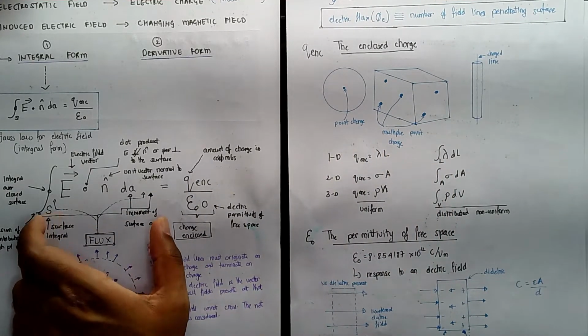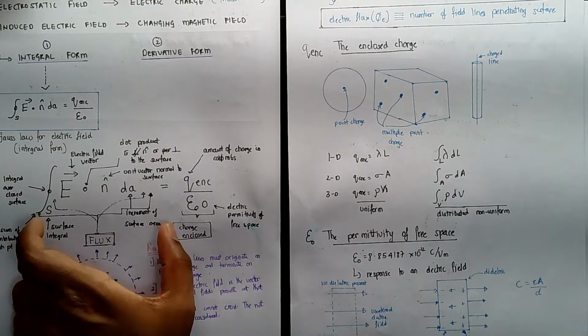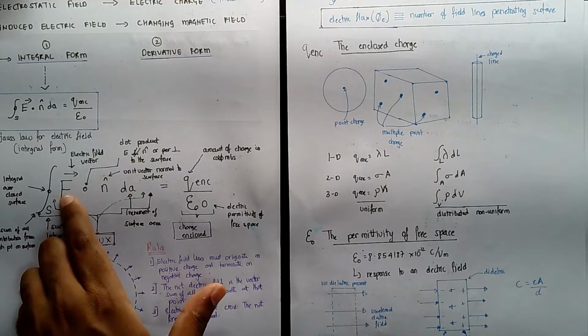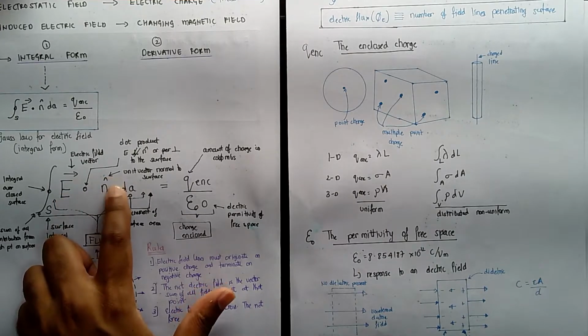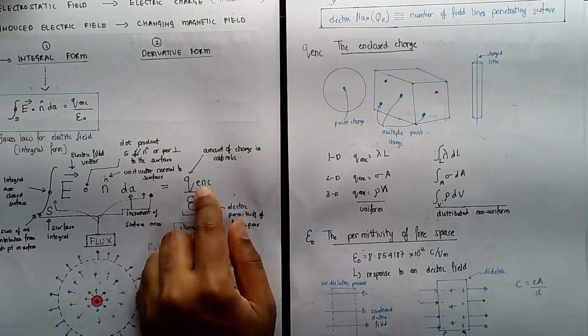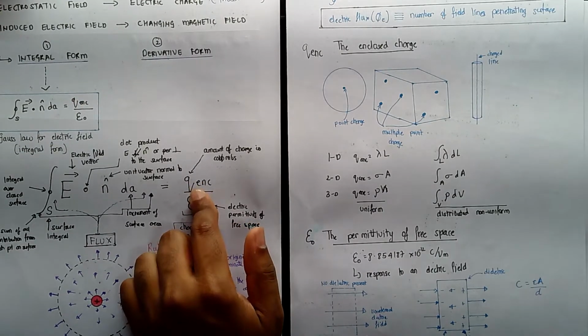And that's the left side of this equation. The number of field lines penetrating through a surface, you can calculate that by the dot product of E, the unit vector, and the area. Now let's focus on the right side, which is this cube enclosed over here.